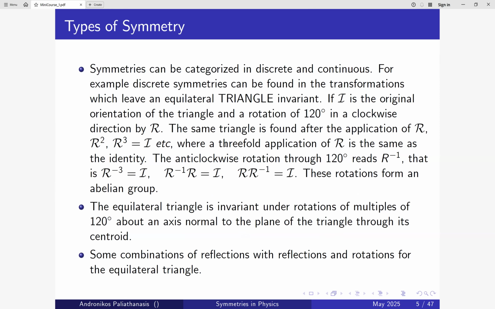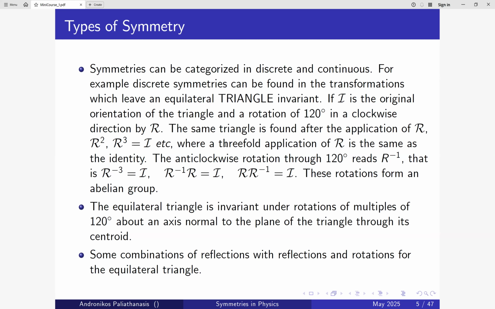Symmetries can be categorized as discrete and continuous. For example, discrete symmetries can be found in the transformations which leave an equilateral triangle invariant. If I is the original orientation of the triangle, then after a rotation of 120 degrees in a clockwise direction, called R, the same triangle is found after the application of R. R cubed equals I.